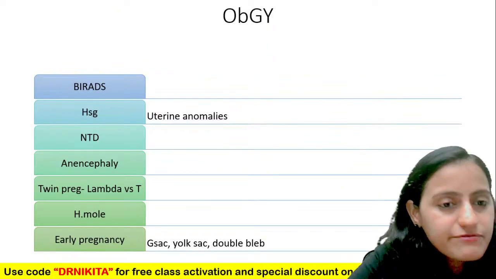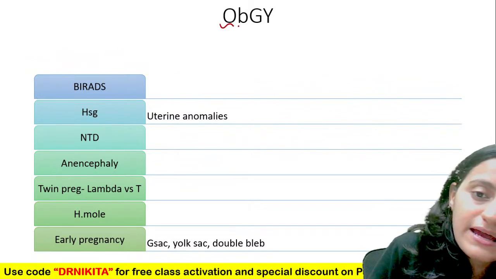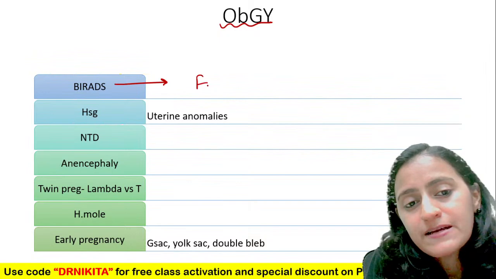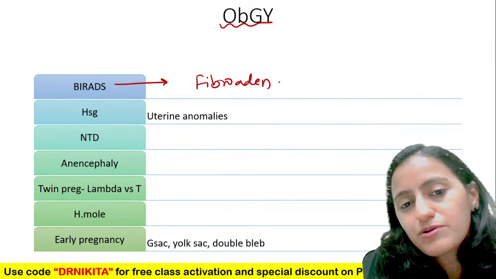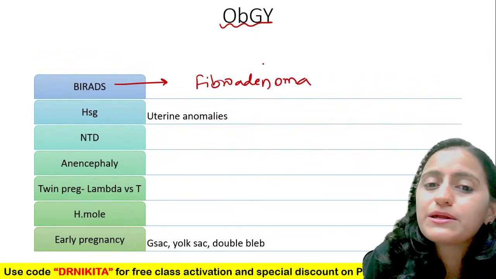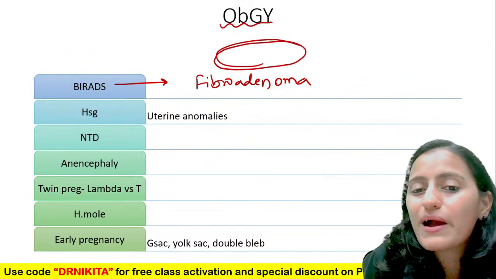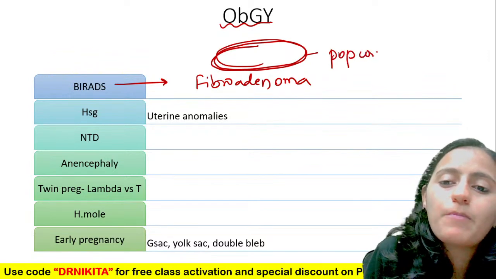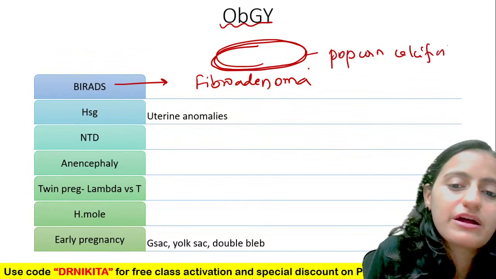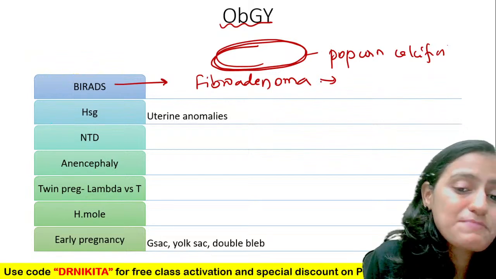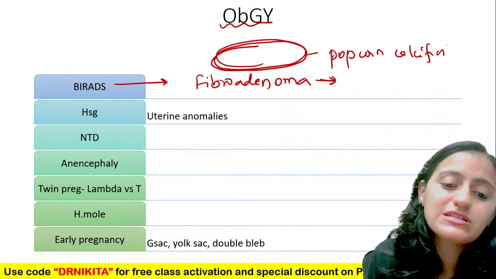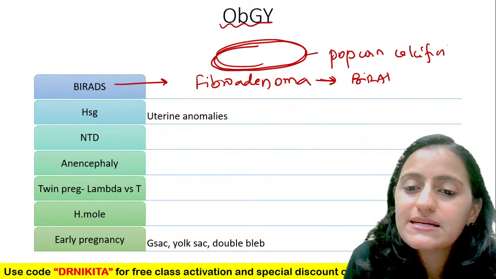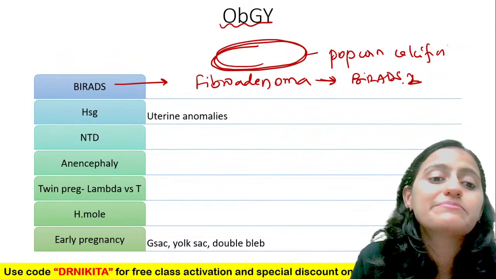Next, what you have is the important system again, OB-GYN. Important from the breast here is BIRADS. If you have fibroadenoma, how does a fibroadenoma look on ultrasound? It is wider than tall, it is hypoechoic, and it can show popcorn calcification on mammography. What BIRADS will it be? This is like a last minute revision and the list of all the important topics. Fibroadenoma will basically be BIRADS 2 or BIRADS 3. It's a benign lesion.